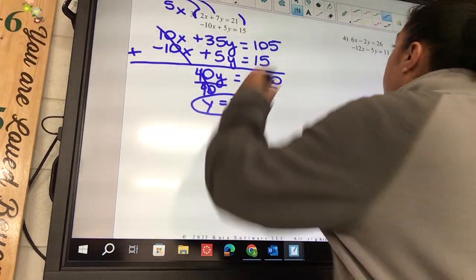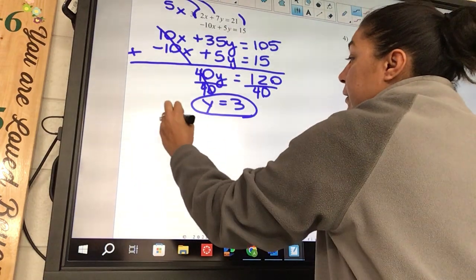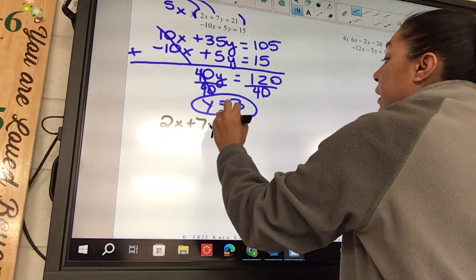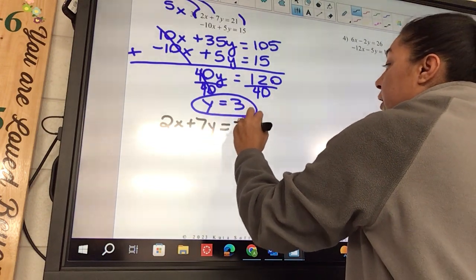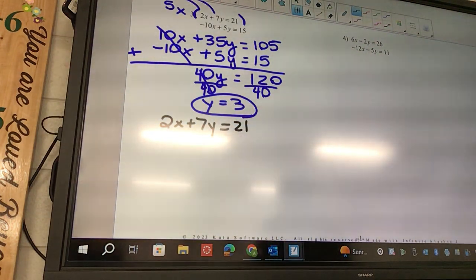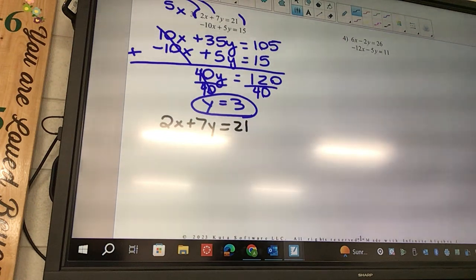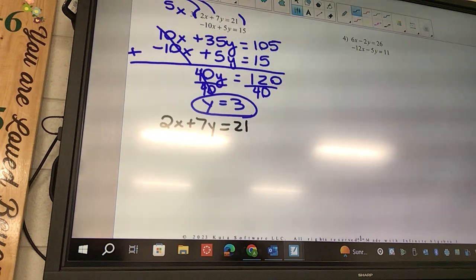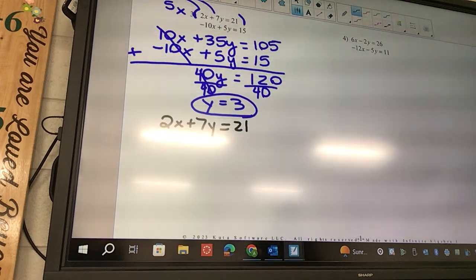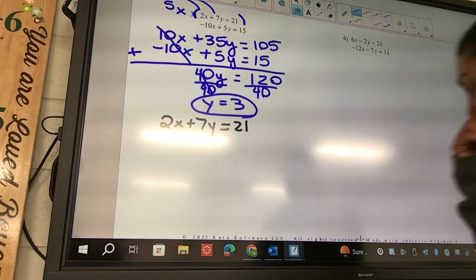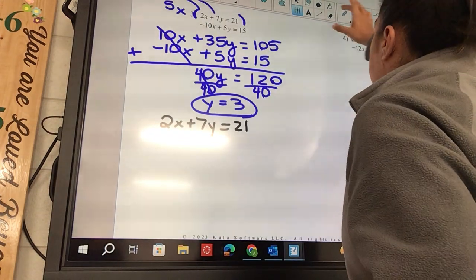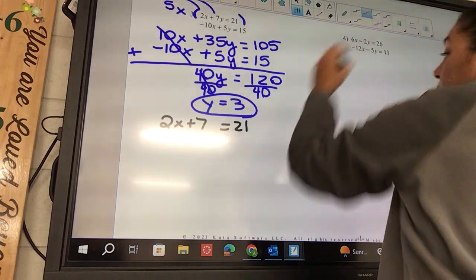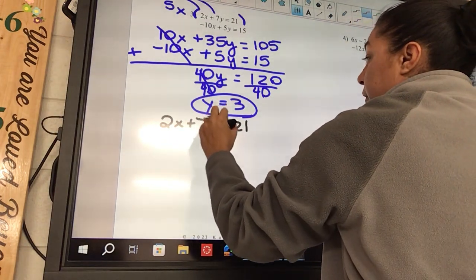1. Equation 1 says 2x plus 7y equals 21. Okay, and which one do we know already? Which one is solved, the x or the y? The y. Okay, so where the y is at, we can put a 3. So I can put a 3 here instead of the y.